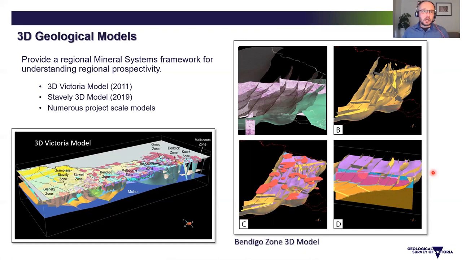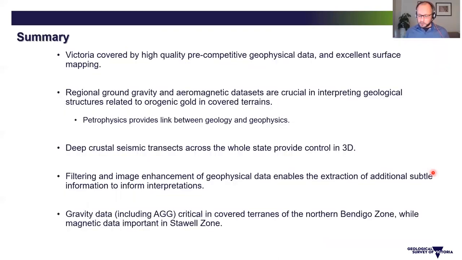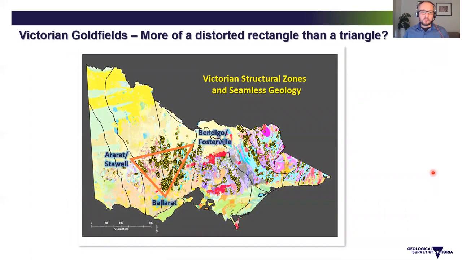And so just finally, we can utilize all of these data sets and bring in all the mapping, the drilling, the geophysics, interpretation, modeling, and use that as a framework to build these 3D models that are really useful for understanding the bigger picture and the regional mineral systems in Victoria and how they relate to specific areas. So finally, I guess, we've heard of the golden triangle, but maybe we should be thinking more about some sort of deformed golden rectangle, or in this case, red rectangle. Thank you.